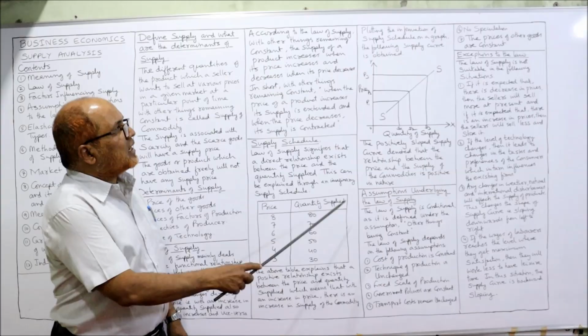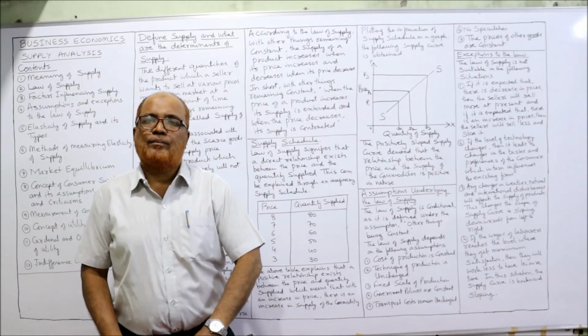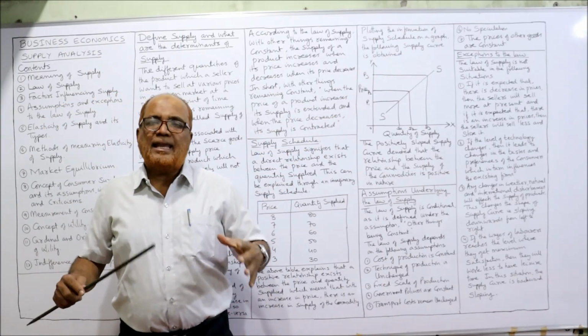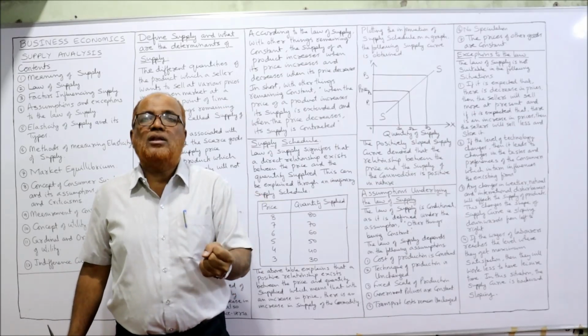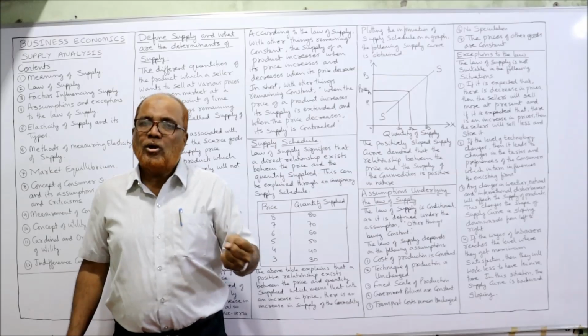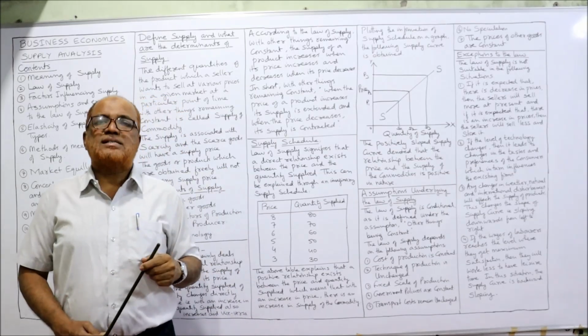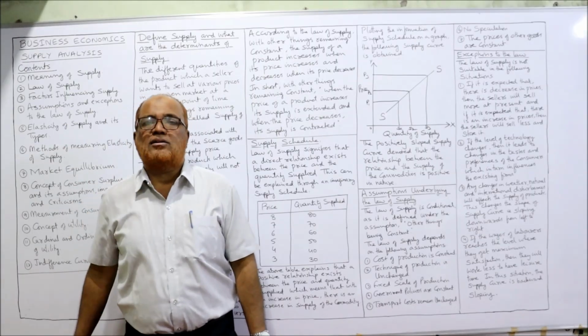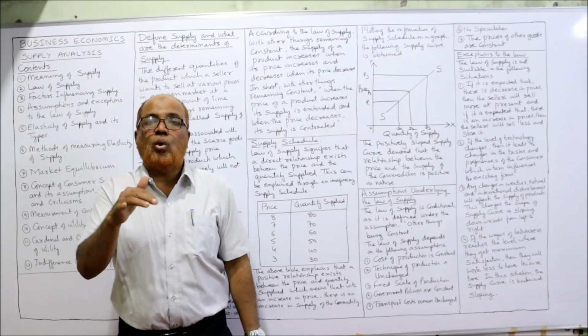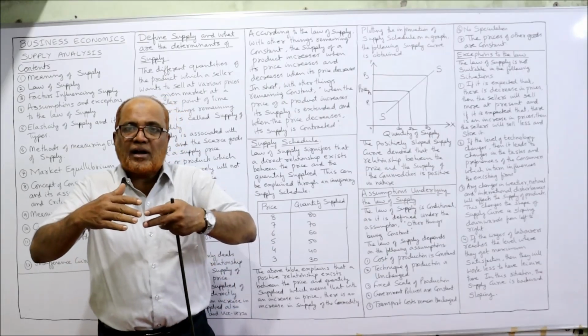So these are the five. Next one, no speculation. That means the sellers should not speculate. That means they should not hold the goods after production. Normally what will happen, if the suppliers see that in the coming months the price is going to increase in the market, they will resort to hoarding. They will control the supply.